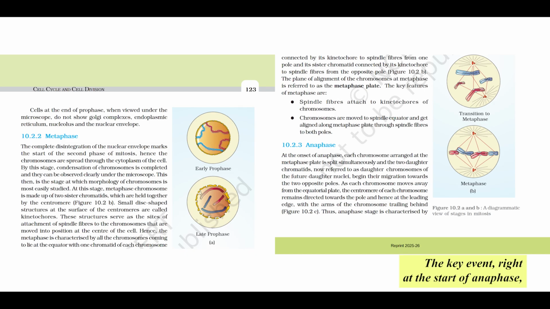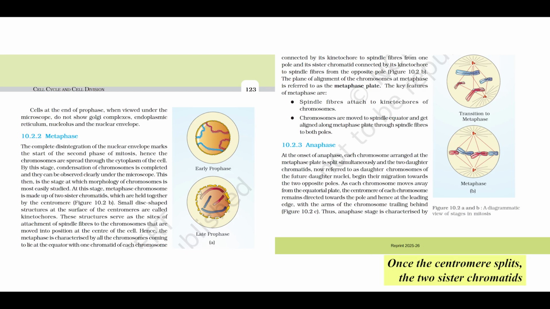The key event, right at the start of anaphase, is the simultaneous splitting of the centromere of each chromosome. Remember that single point holding the sister chromatids together? It splits instantly. This is the moment those linked twins finally let go. The centromere splits, so they become individual chromosomes now.